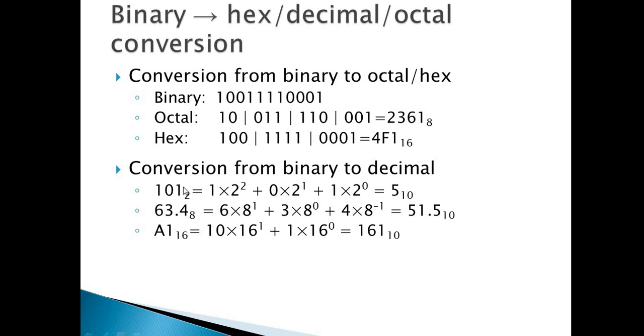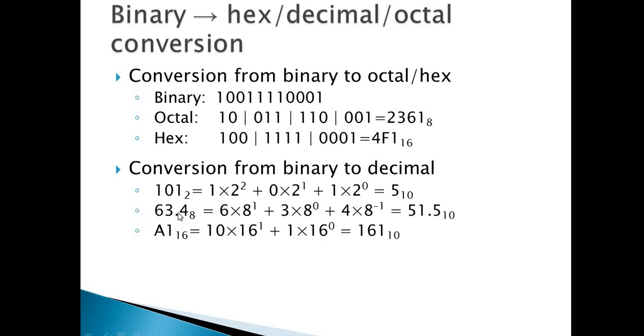Now if the number is fractional, that is, a decimal point is there, the power will be in negative format. Starting from the decimal point, for the next digit the power will be -1, and this power will go on increasing negatively as we move away from the decimal point to the right. So next example, 63.4.